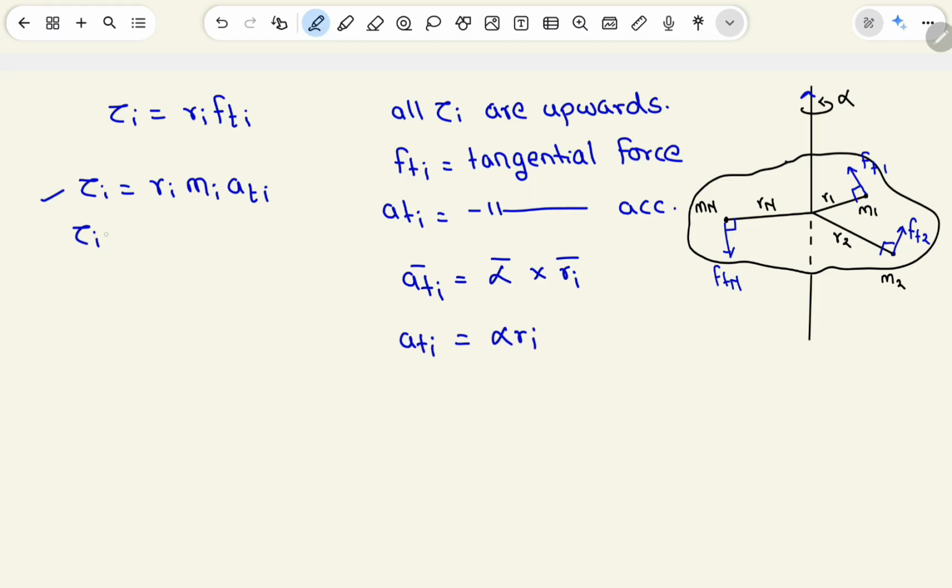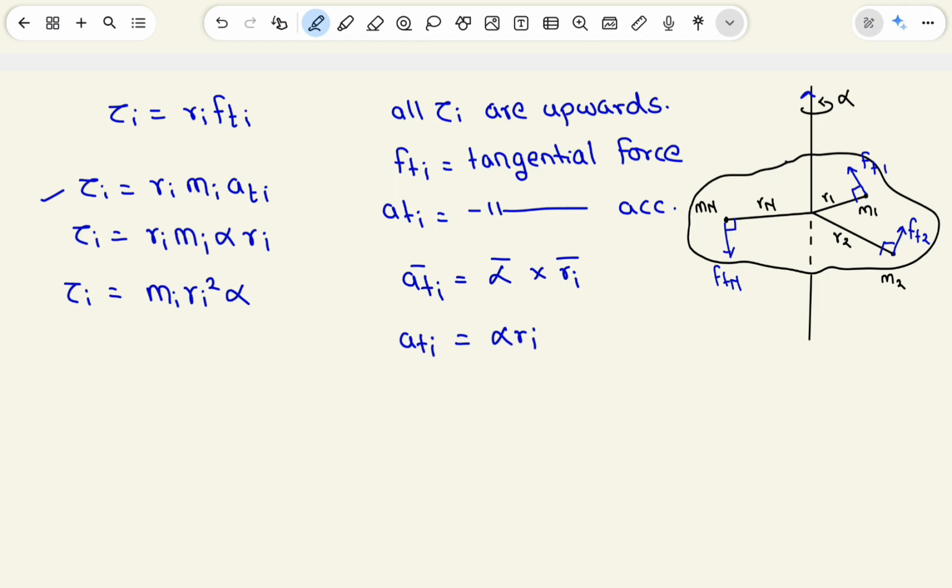We just need the magnitude of the tangential acceleration. So let's take that magnitude and put it in the place of ATI. So we have Ri, Mi, and ATI can be written as alpha into Ri. So for the ith particle, the torque we finally get is Mi Ri square into alpha.